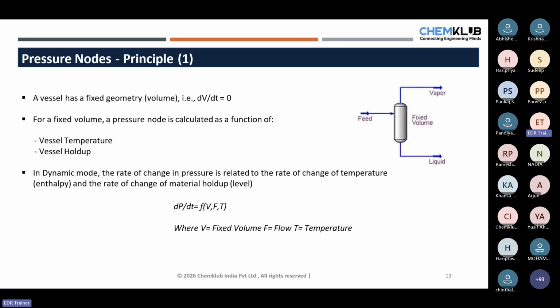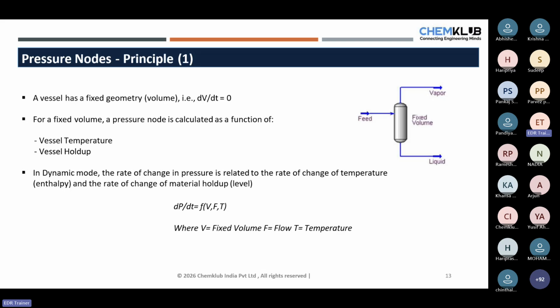This slide explains the physical principle behind the pressure node. A vessel has a fixed geometry, that means dV by dt is 0. The physical vessel size does not change. However, the temperature changes, material inventory changes, and vapor generation changes. These all affect the volume of the inventory, not the volume of the vessel itself.